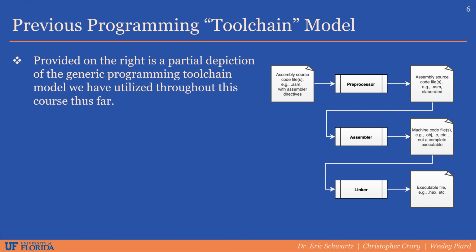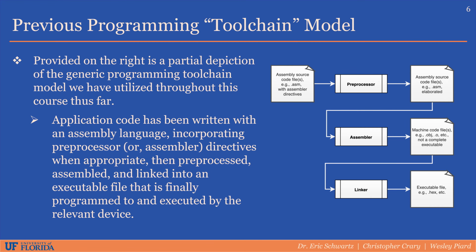Now, as an overview, application code was generally written in assembly language, where that code incorporated preprocessor or assembler directives whenever appropriate, and then that code with preprocessor directives was fed into a software tool known as the preprocessor, where the preprocessor would handle any preprocessor directives present, such as the definition or reference of some symbolic constants, or include statements that included other source code files, etc. And then the output of the preprocessor was some elaborated assembly source code files that only contained assembly code.